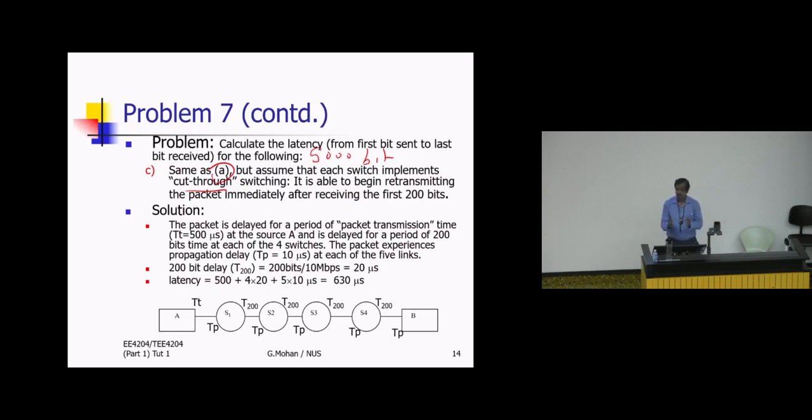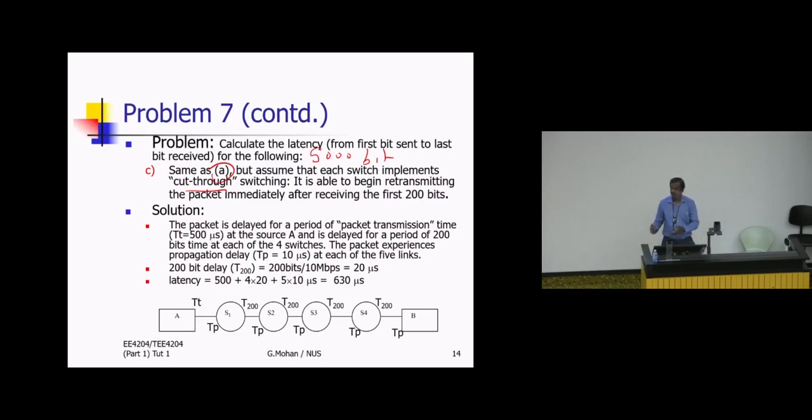The cut-through switch will wait for the first few bits to be received, then it makes a decision, because usually the first few bits or bytes are header bytes. That will give sufficient information, like what is the destination address, etc. So based on that information, it can make a decision to go to this link or this link.